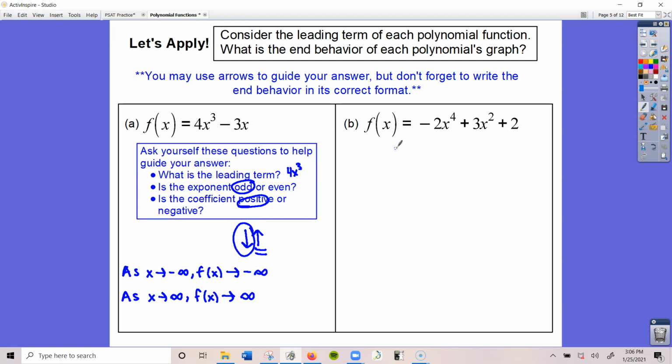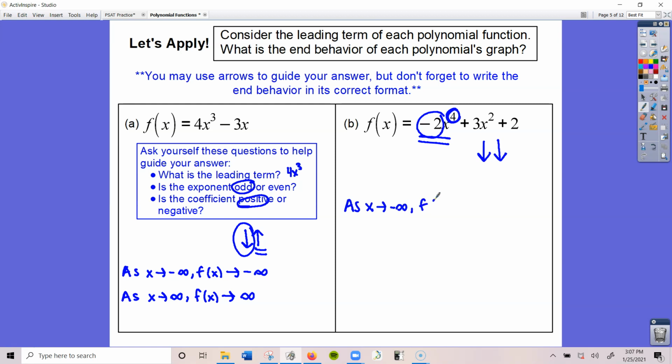In this example, my leading term here is negative 2x to the fourth. Since my coefficient is negative, that means that the right side will go down. And since the exponent is even, that means that the left side goes in the same direction, so also down. So now let's write those end behavior statements.